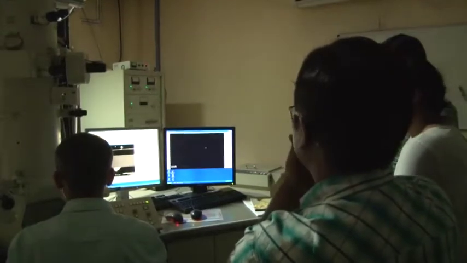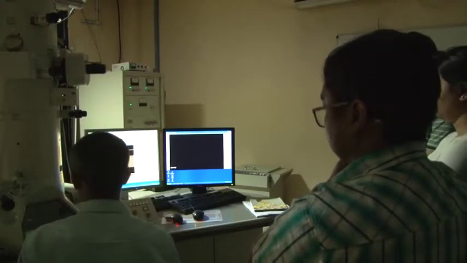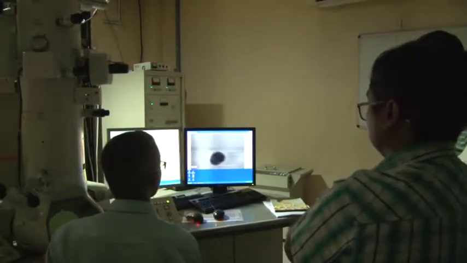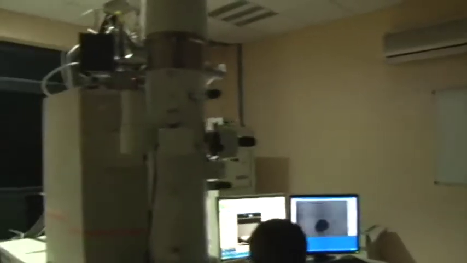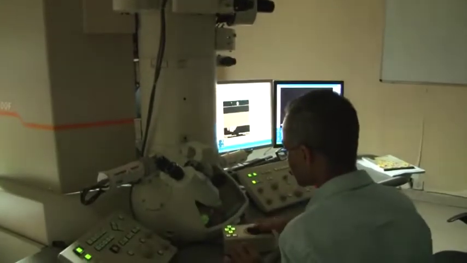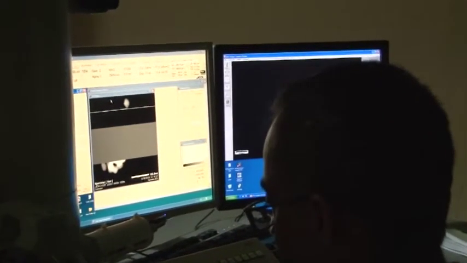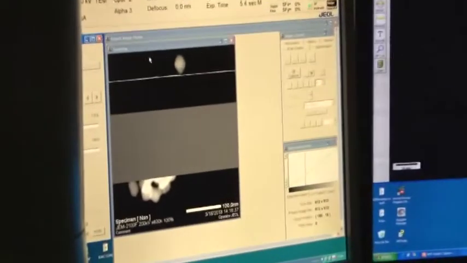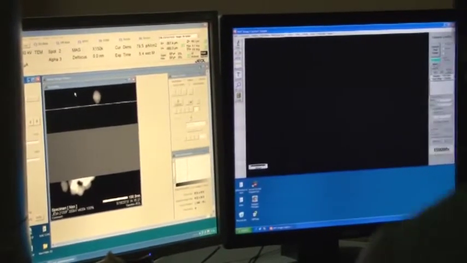What is the material? Okay, so substantial. So most of us are here, isn't it?